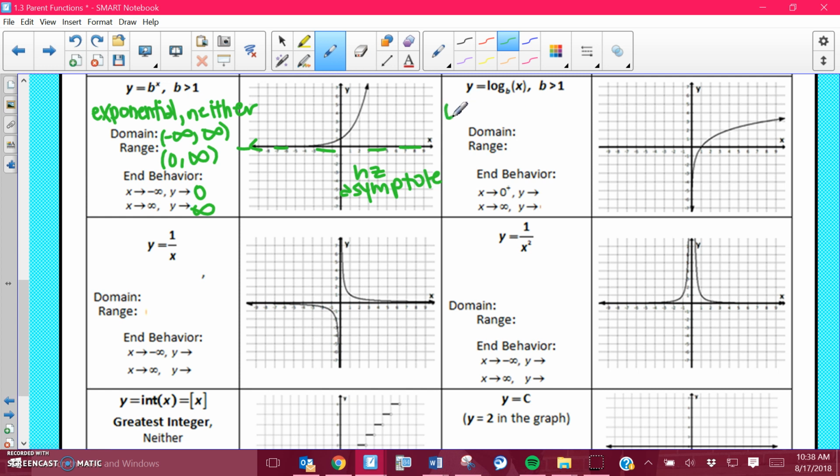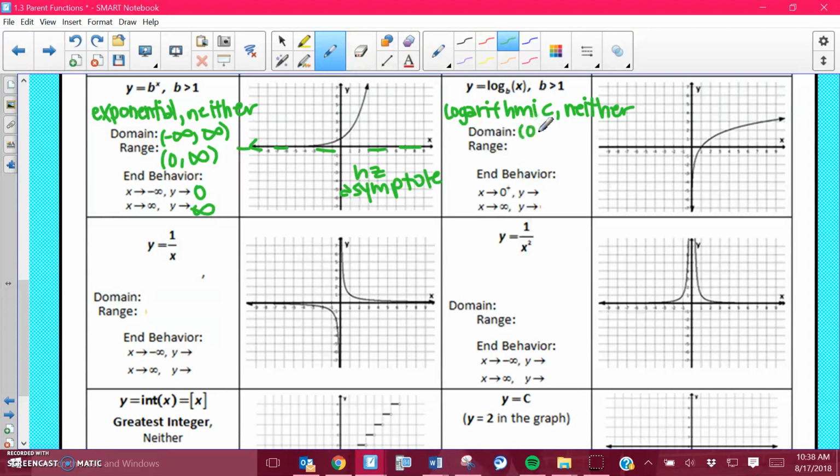Okay, this one's a logarithmic function. And again, this one is neither. Because I can't fold it over, the first quadrant's not the same as the third quadrant. And again, this one is actually the inverse of the exponential. So my domain and range are just going to end up flip-flopping.